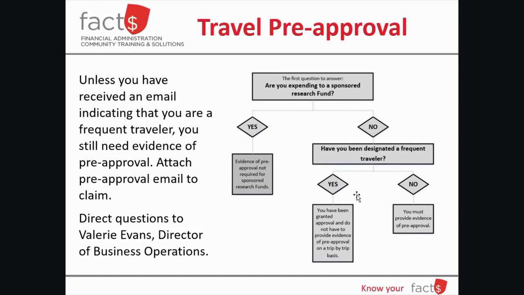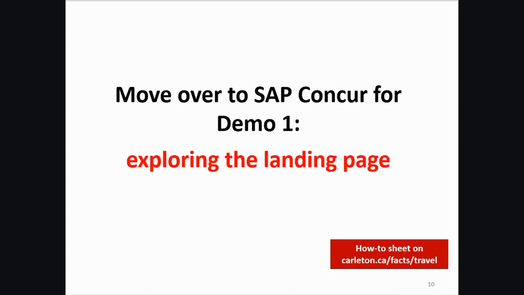to your claim. If the answer is yes, you have been designated a frequent traveler, then you've been granted approval and do not need to provide evidence of pre-approval on a trip-by-trip basis. Again, if you have any questions about this, we'll ask that you direct them to Valerie Evans, the Director of Business Operations.